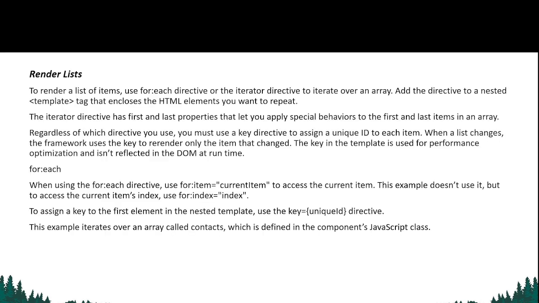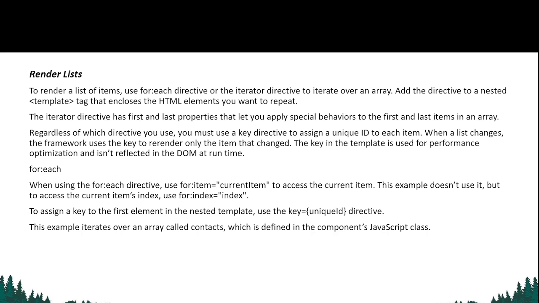Then I have the different render list. So whenever I want to render a list of items, I use the for each statement or for each directive for iterating over an array. So for each is very much similar to the for statement. Here in the for each statement, I do not know the total number of elements. So for that place, we are using the for each statement.